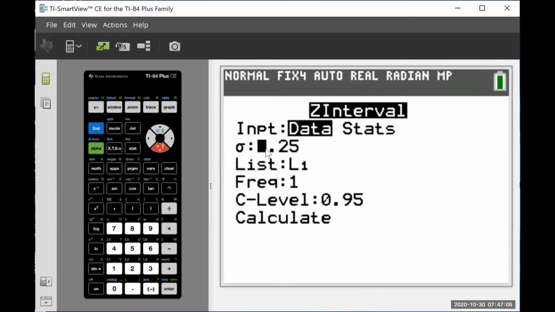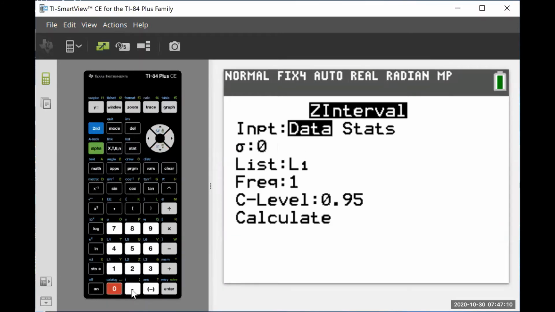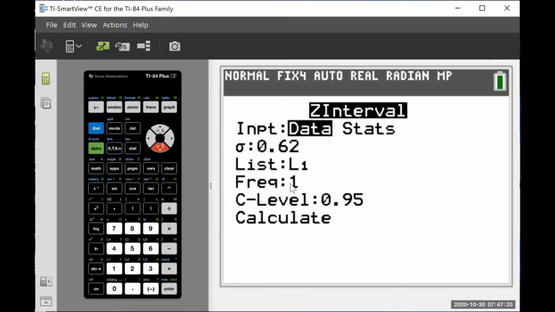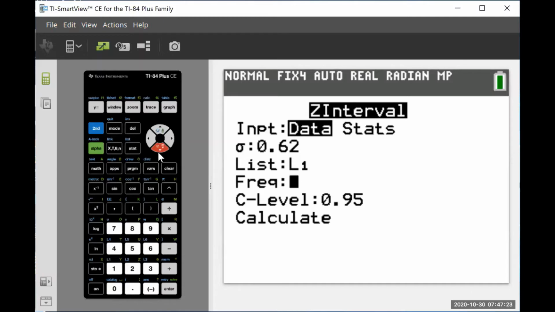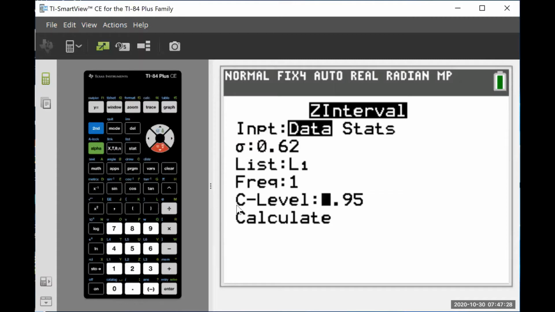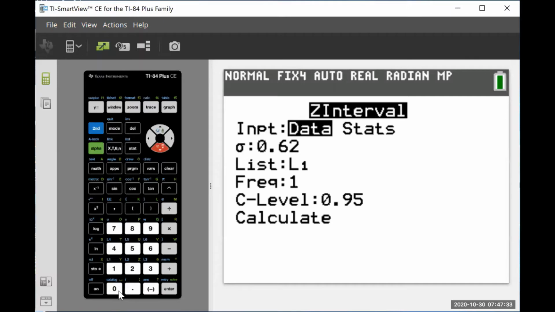And then here we put the population standard deviation given in the problem. It is 0.62. Our data is in list 1, so you don't need to change that. We don't have any frequency given, so you can just leave it as 1. And then the confidence level in next step here, C level is the confidence level. In this problem, the confidence level is 99%, so 0.99.